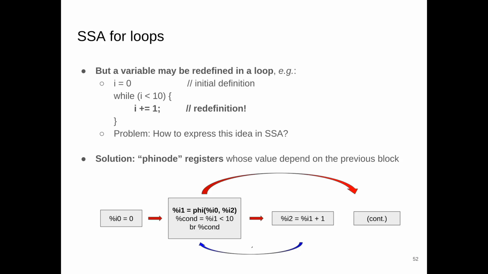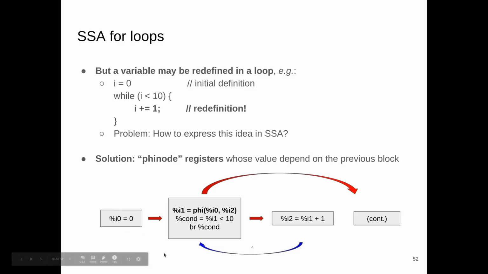But people found a solution to this problem. People found that if we introduce special kinds of registers, called phi nodes, then we can express this idea using SSA registers. So here's an example. This C program is translated into this SSA program using a phi node here. Let me explain this code a little bit.